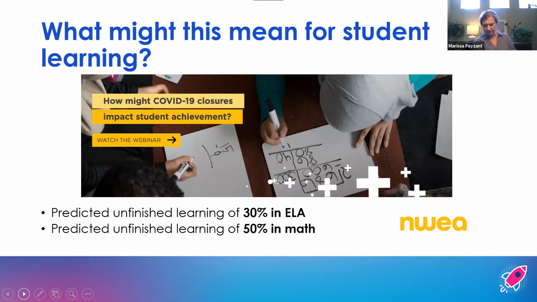NWEA, as you know, is our statewide summative assessment vendor. They released a study a couple months ago and found that there's 30% unfinished learning in ELA and 50% in math. So we know that students are being impacted when they don't have regular access to instruction.